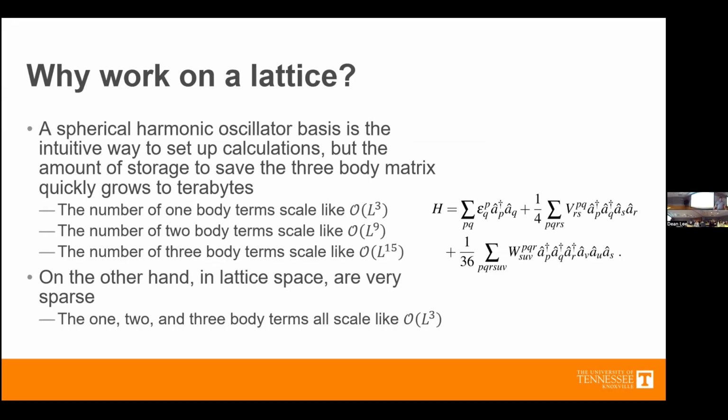So why would we want to work on a lattice instead of our traditional harmonic oscillator basis? It's really to save on the storage. The three-body matrix terms in a harmonic oscillator basis quickly go to terabytes of data, and that's just unfeasible to work with. You can see the different scalings here: the one-body term scales like L cubed, two-body L to the ninth, three-body L to the 15th. On the other hand, everything is very sparse on the lattice, so all three of these scale like L cubed.